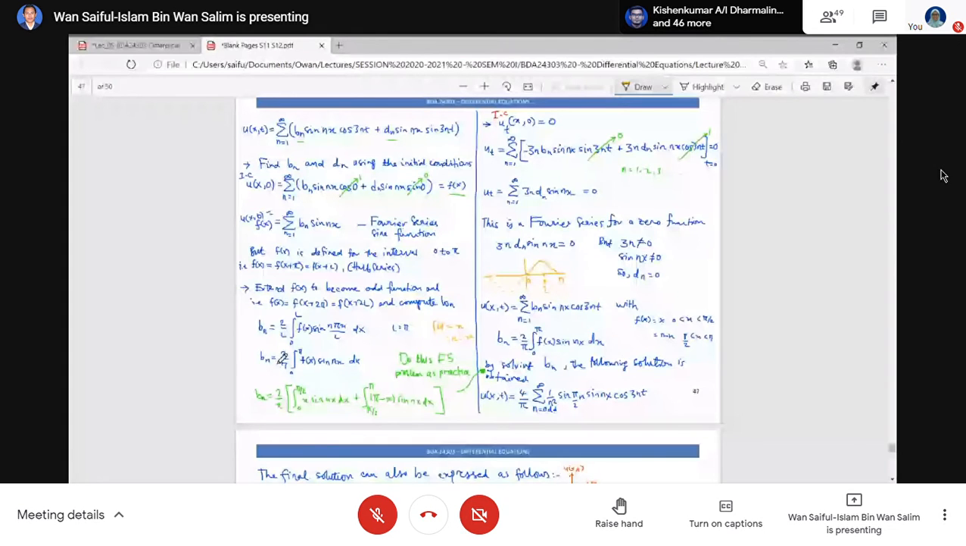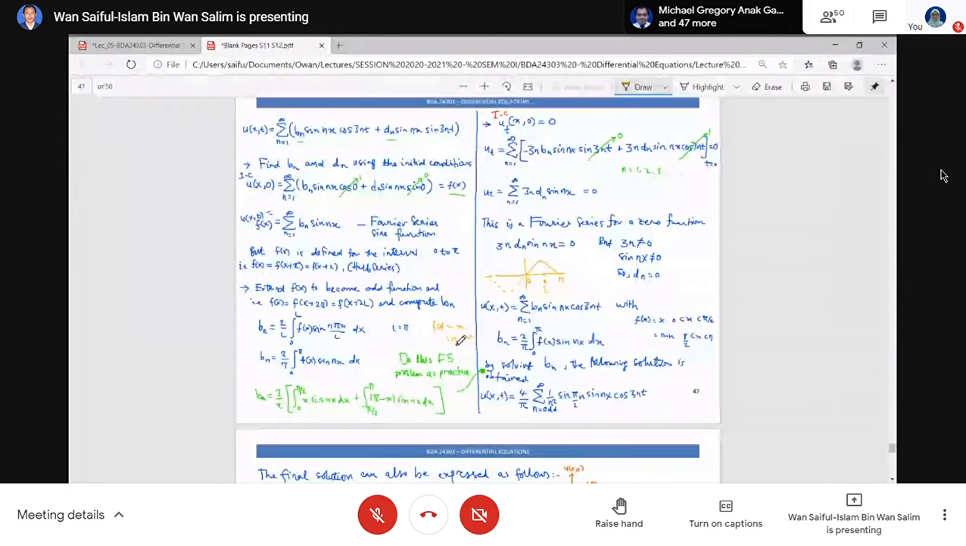Right? So from here, L is equal to pi. Therefore, our b sub n is equal to 2 over pi, integrate between 0 to L, which is pi, f of x, whatever it is, sine nx dx. There are two values for f of x. One is equal to x, and the other one is equal to pi minus x.